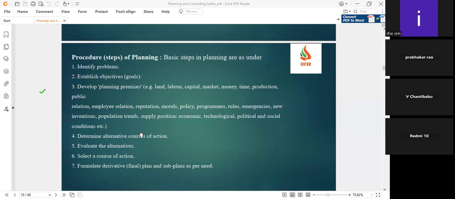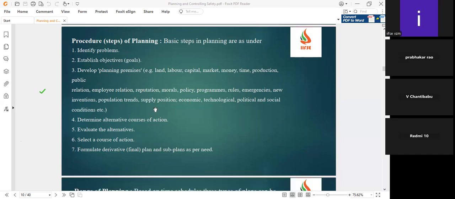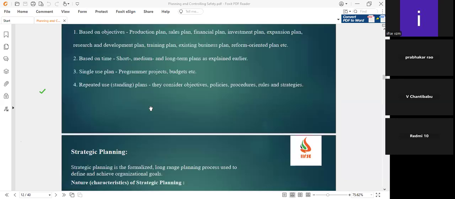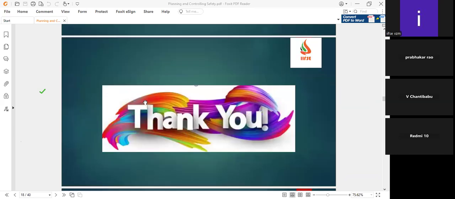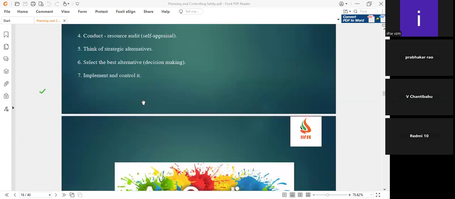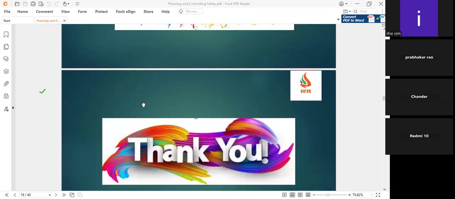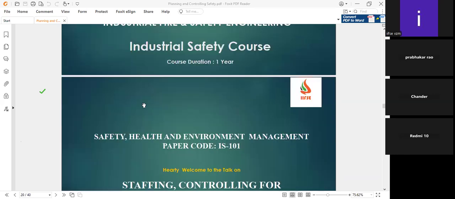Okay, sir. Next, coming to the, any doubts, sir? Now, end of 10 minutes. Okay. Now, the procedure steps for planning, basic steps for planning, as already we have discussed, alternative courses and all. Coming to the controlling, various types of plans. Sir, any questions from the planning, sir? Mohammad Karimullah Garu, any questions, sir? No, sir. Please go ahead. Thank you, sir.